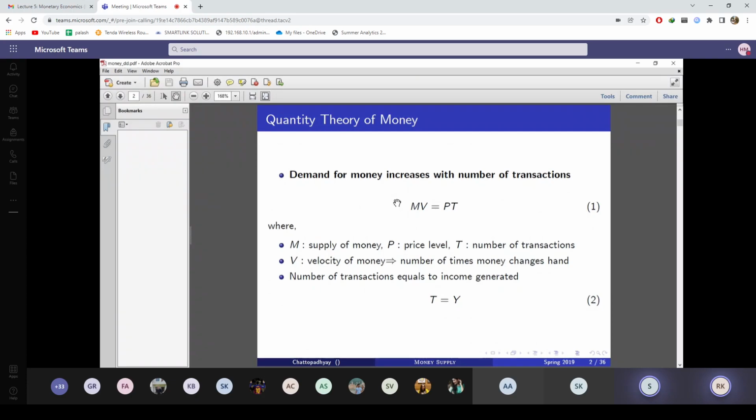Demand for money increases with the number of transactions, which is denoted by capital T over here, and the number of transactions creates income. So capital T equals capital Y. If I substitute capital T equals capital Y, I get MV equals PY. That's the basic premise. So let me go to the intuition of how I relate transaction and income.